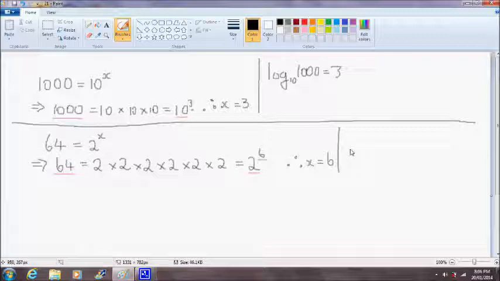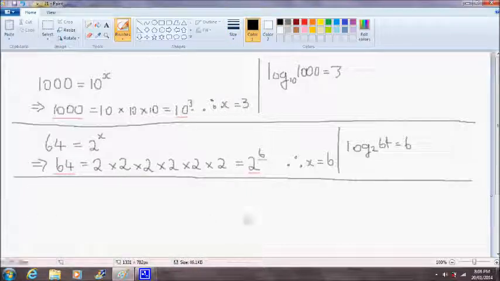For our second example, what exponent of base 2, in other words log to the base 2, is equal to the number 64, and the answer is the number 6.